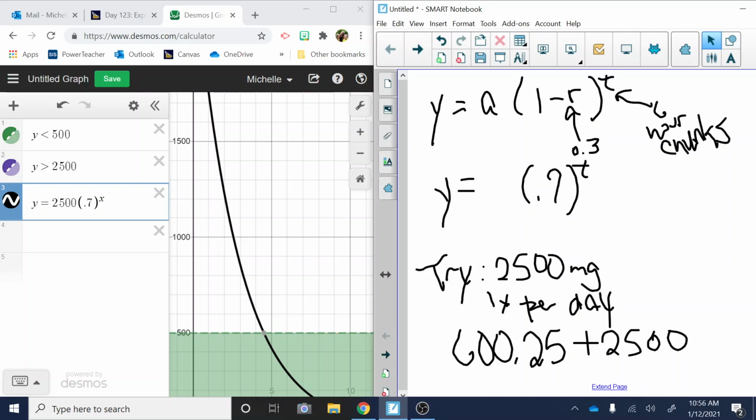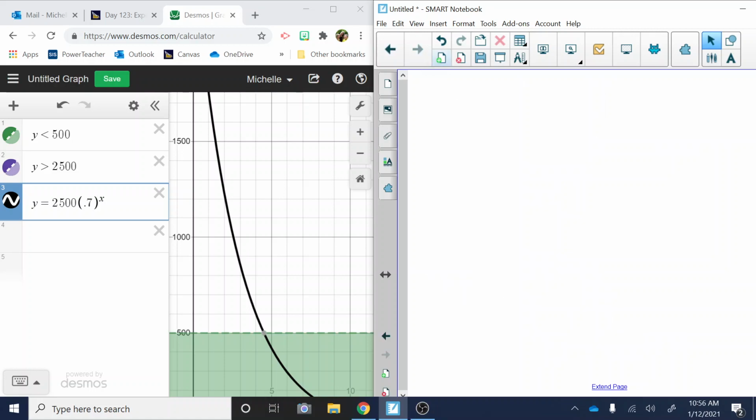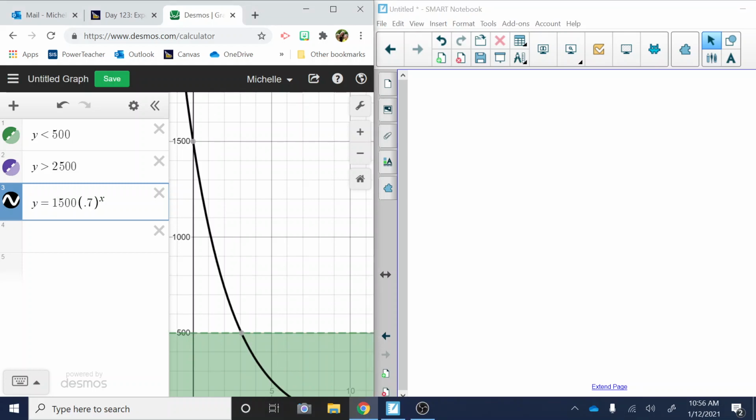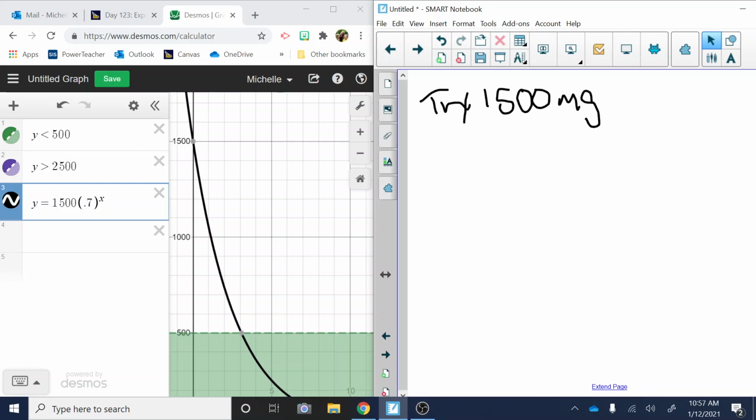So let's try something else. What else could I try here? What if instead of a 2,500 milligram pill, I make that a 1,500 milligram pill? So we're going to try 1,500 milligrams. And maybe I could take that, I don't know, let's try taking that twice a day.